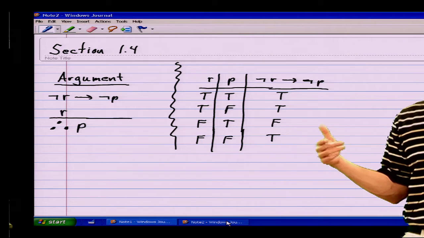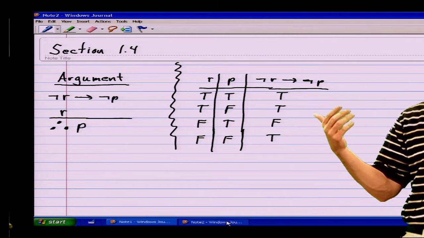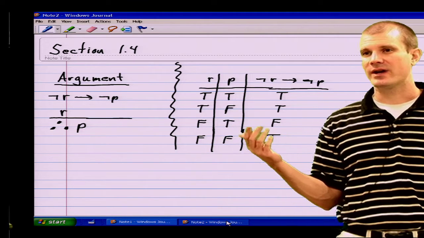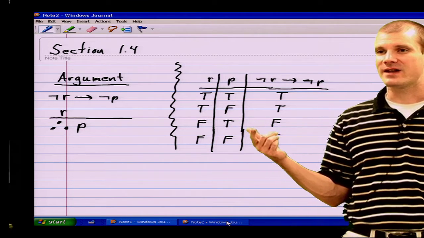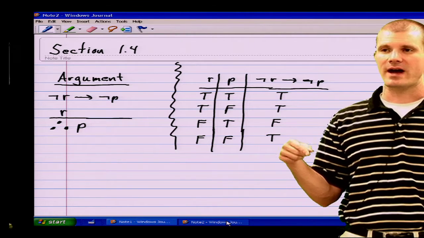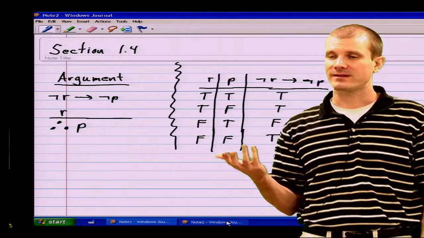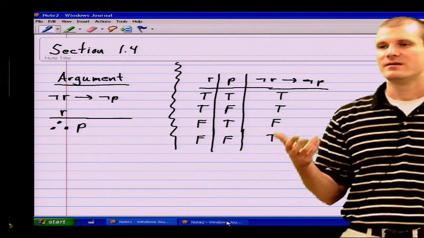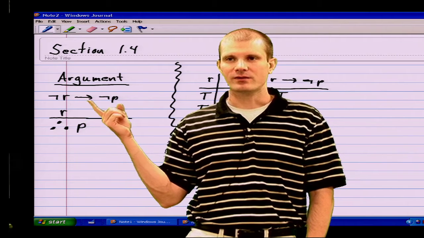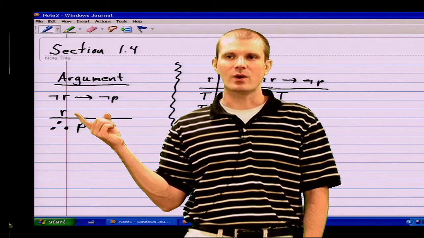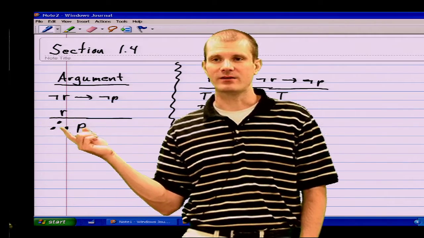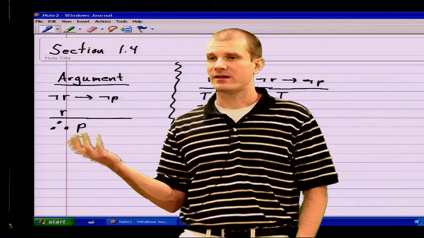The definition of being valid in your book says that whenever any of the hypotheses are true, the conclusion also has to be true. If that's the case, then the argument's valid. So let me repeat that. Whenever either of the hypotheses are true, so whenever either of these two are true, then the conclusion also has to be true. So P would have to be true. If that's the case, then the argument is valid.